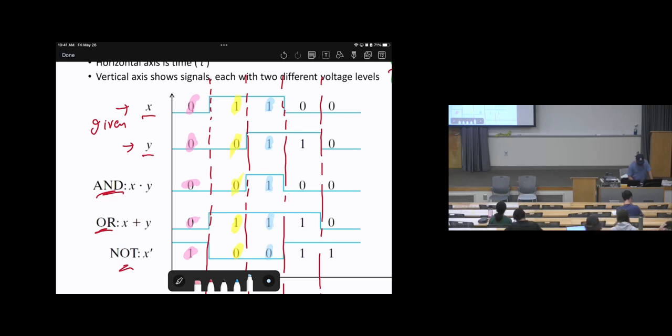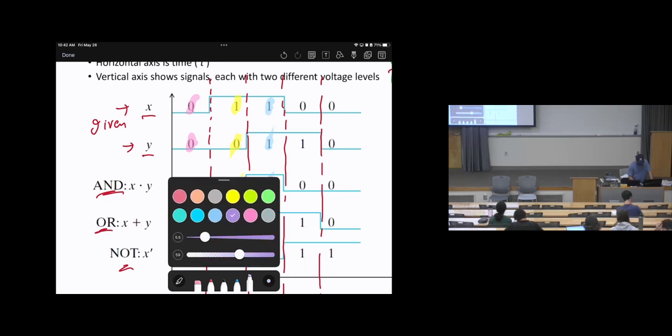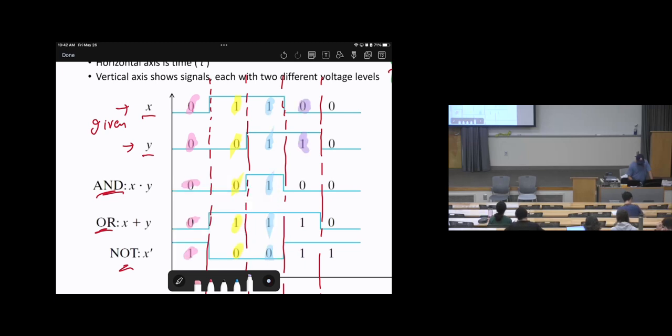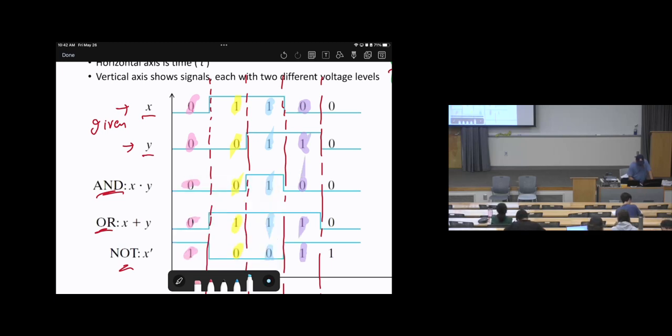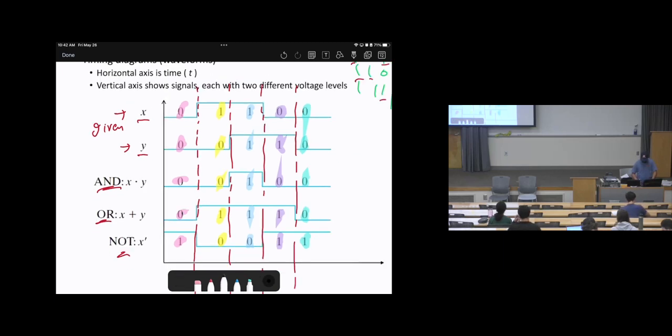Now how about if we flip X to be 0 and Y remains 1, then their AND is 0, their multiplication is 0, their addition is 1, then the NOT of X is 1. Then the last one, how about if we have both zeros, 0 and 0, their AND is 0, their OR is 0, and the NOT of X is 1. The NOT of X, X bar or X prime, is 1. Okay? Any questions?